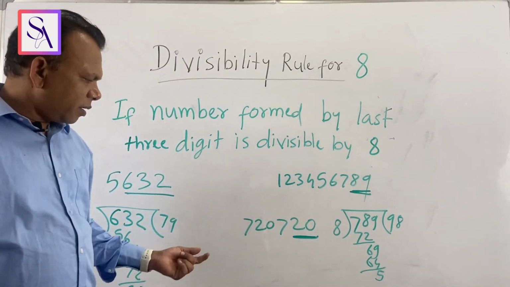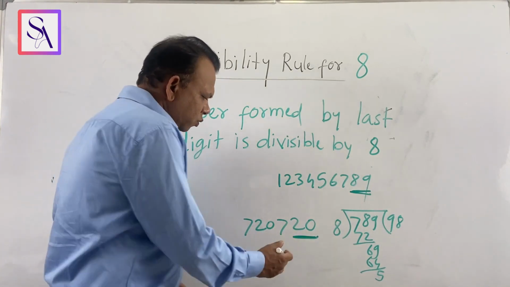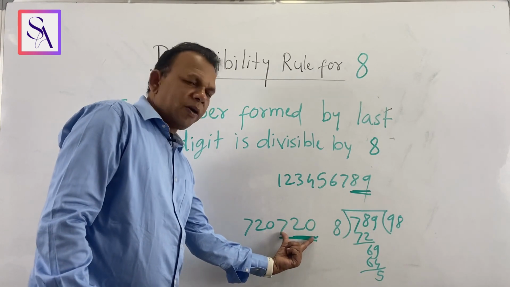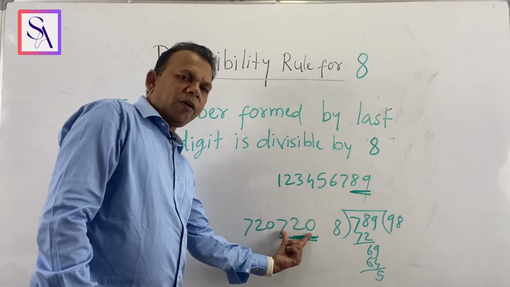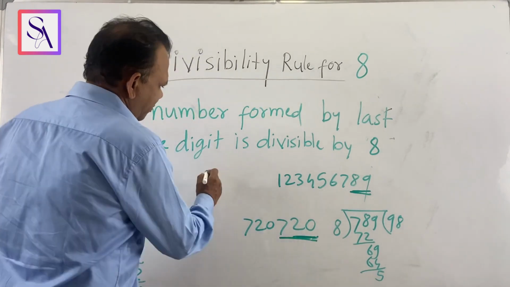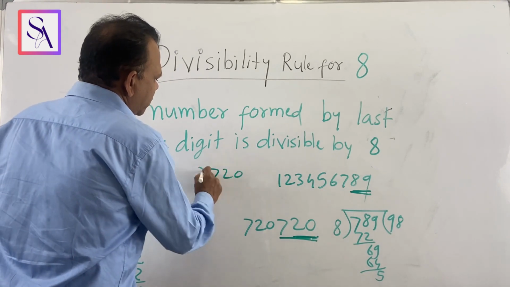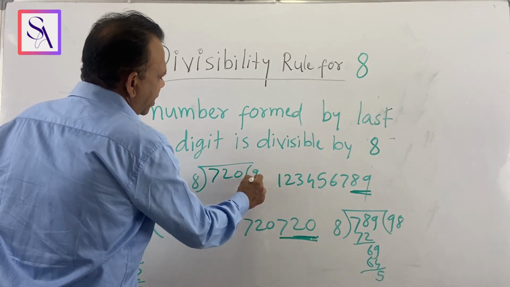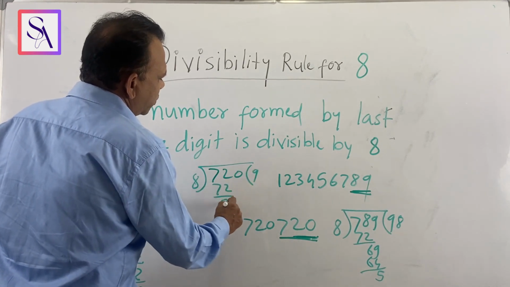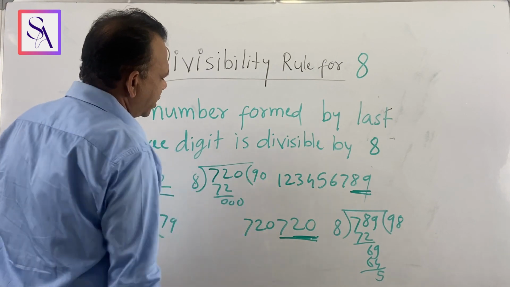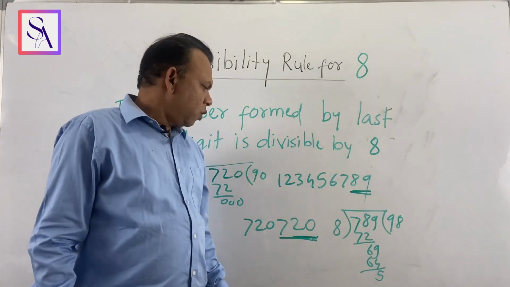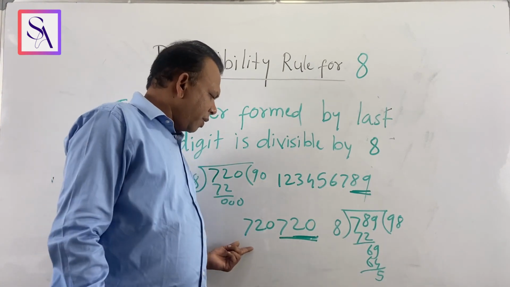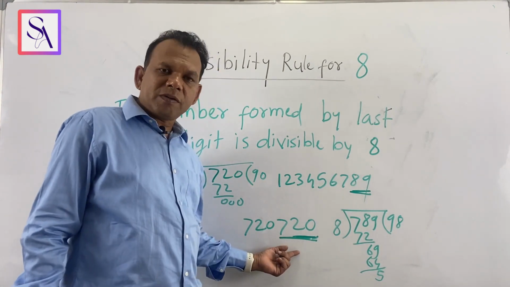So now our number 720. So a number formed by last three digits is 720. Is 720 divisible by 8? Yes, because if I divide 720, 8 9s are 72, 0 0 and 0, 90 will come. So 720 is divisible by 8, hence this bigger number 720 is divisible by 8.